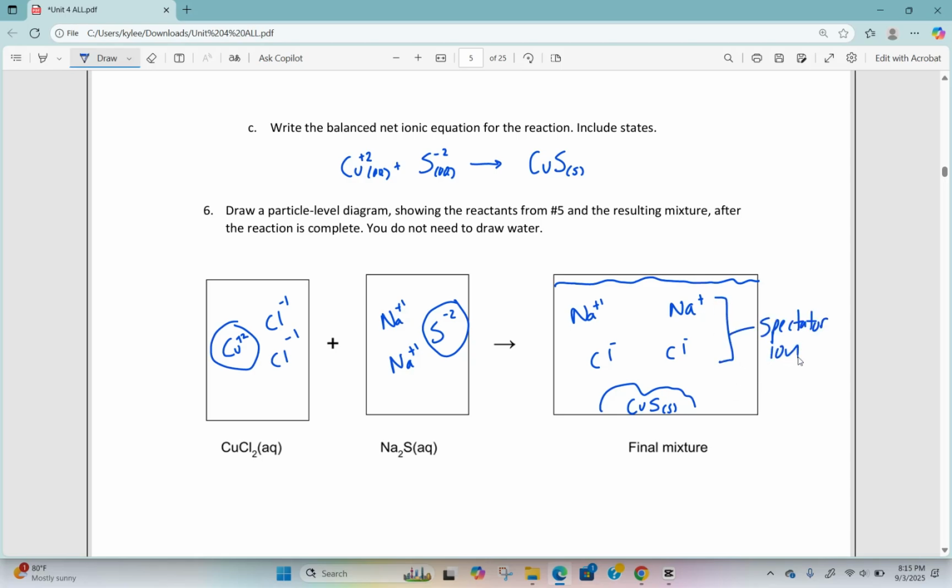All right, that is net ionic equations. It is a little tedious, but once you get the hang of it, I'm sure it won't be too tricky for you. As long as you feel comfortable with the snap ions, that is really key to making sure that you figure out what is the precipitate.